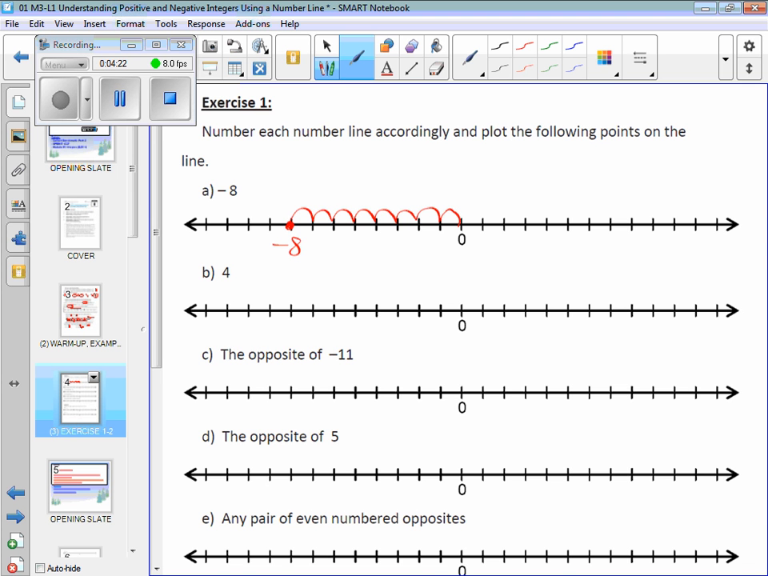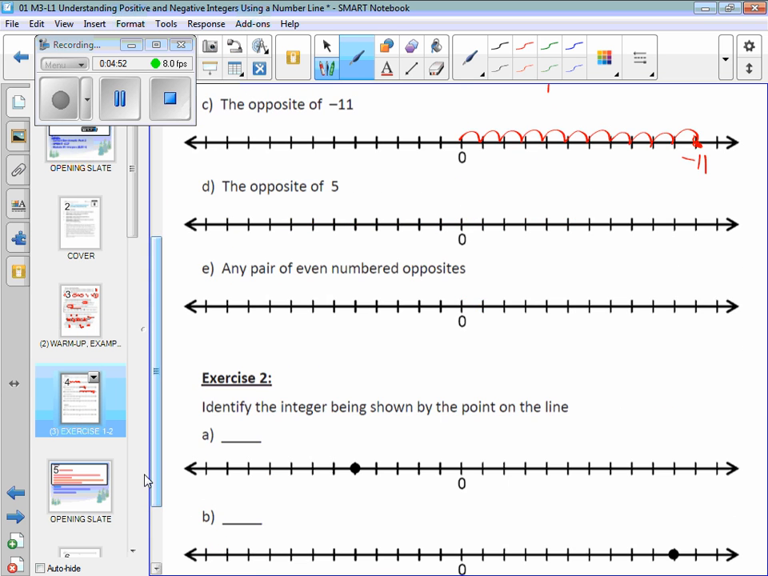And you put -8. What about 4? Left or right? How many leaps from 0? 1, 2, 3, 4. Drop the nail. Put the number. Integer. The opposite of -11 is +11. 11 to the left or right? 1, 2, 3, 4, 5, 6, 7, 8, 9, 10, 11. Do D and E and we'll call it a day.